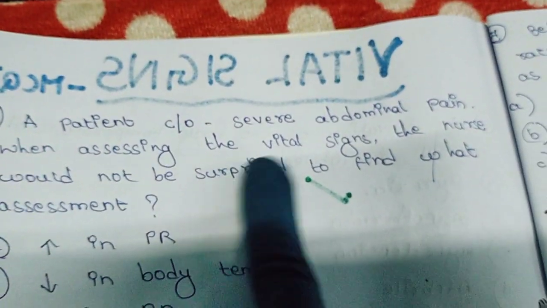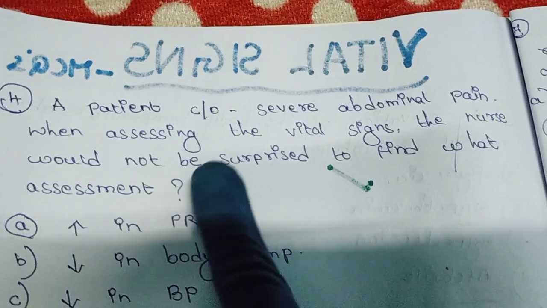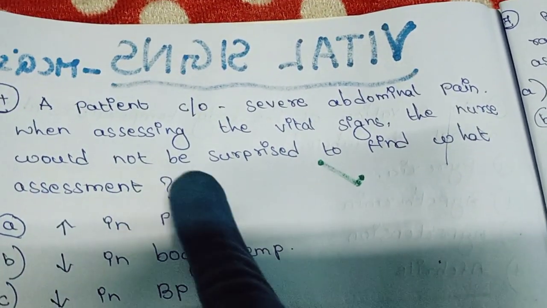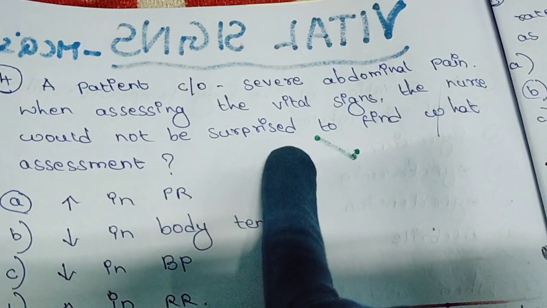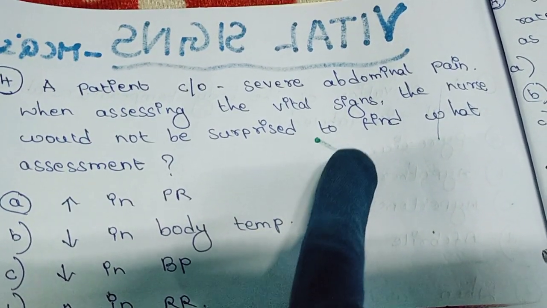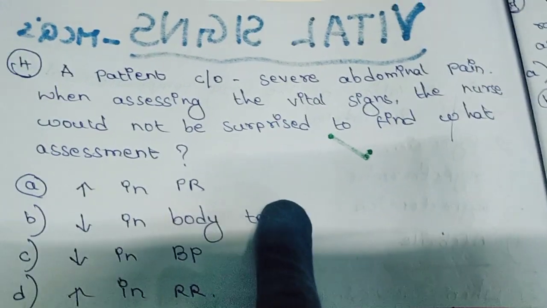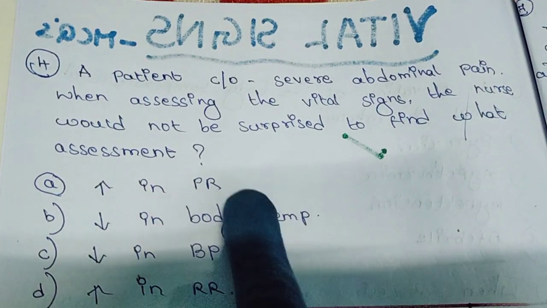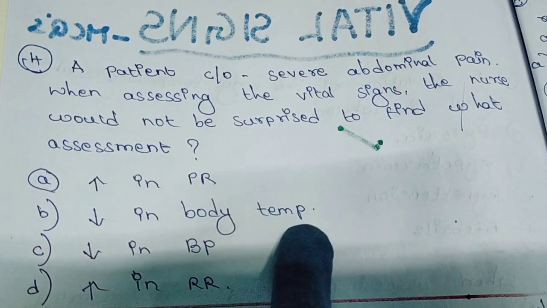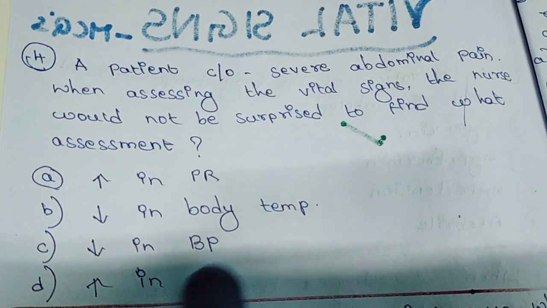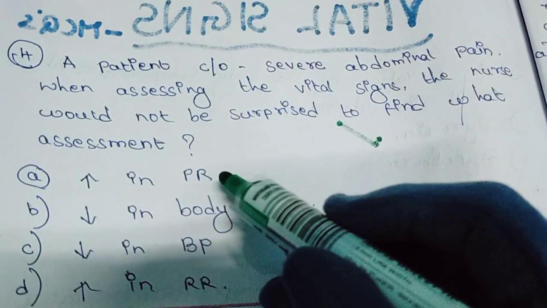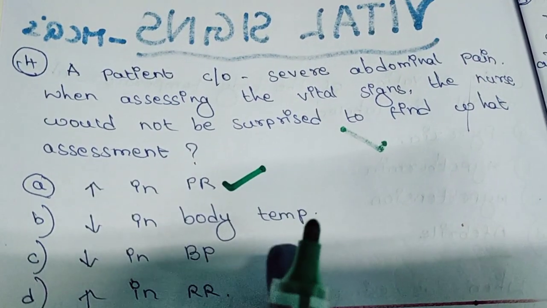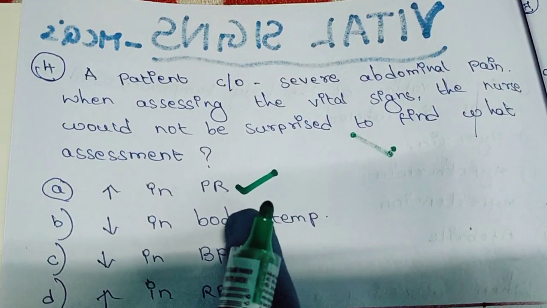Next question. A patient complains of severe abdominal pain. When assessing the vital signs, the nurse would not be surprised to find what assessment? The patient is having severe abdominal pain, so when you're checking the vital signs, what usual findings will you find? Increase in pulse rate, decrease in body temperature, decrease in BP, or increase in respiratory rate. The right answer is increase in pulse rate. So when the person is having pain, the heart rate increases.